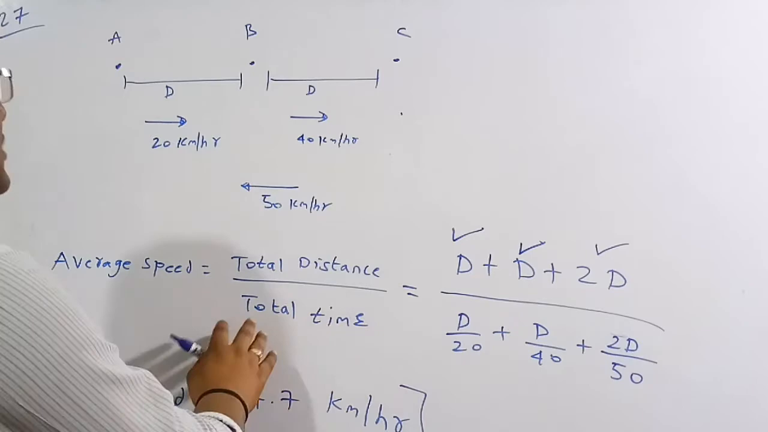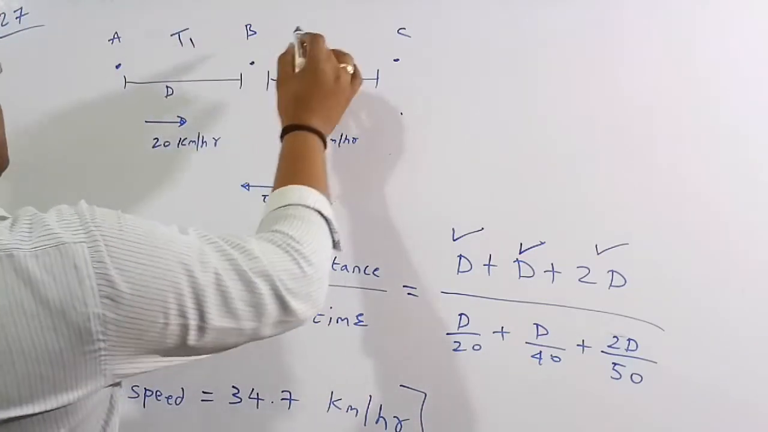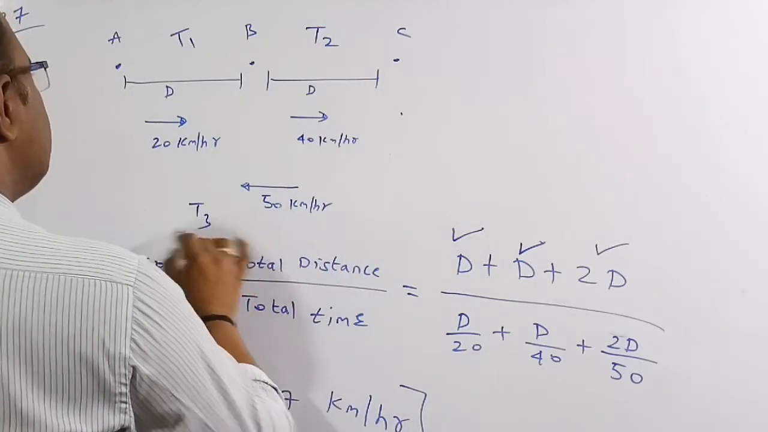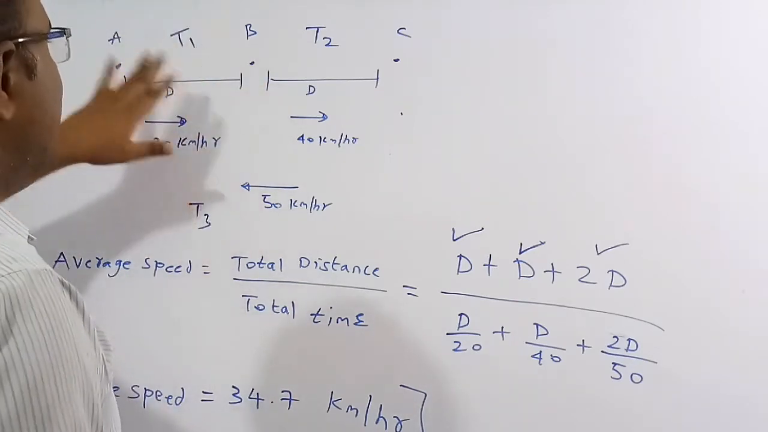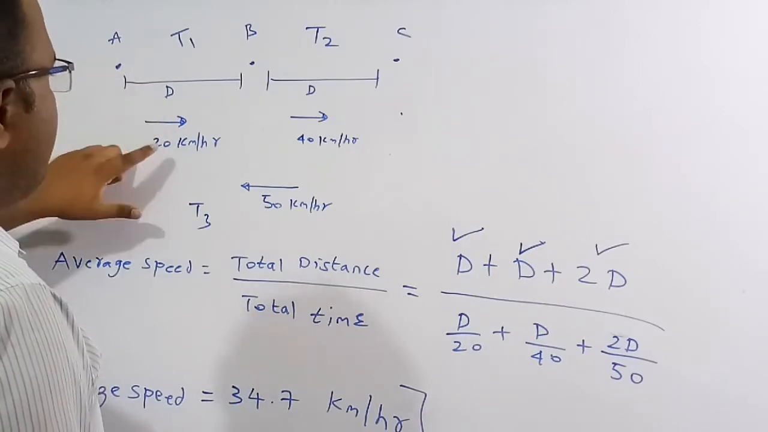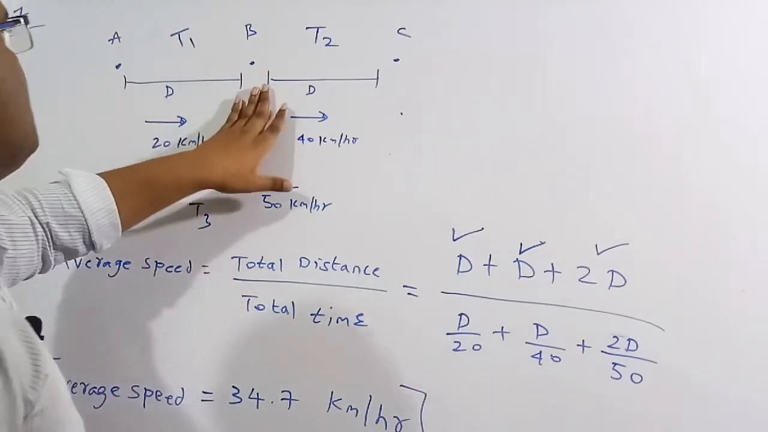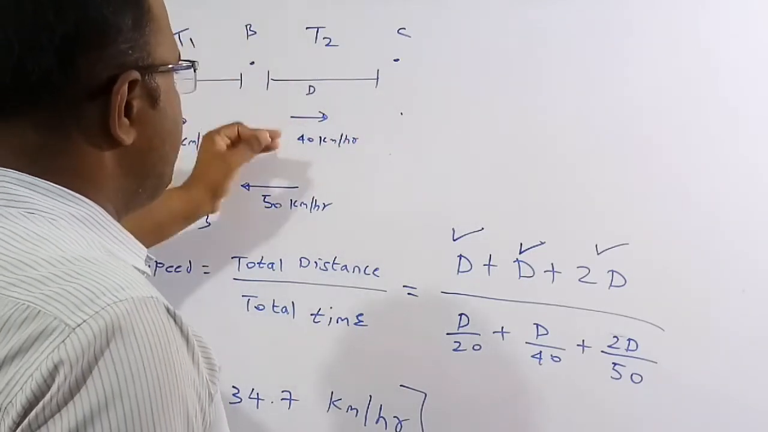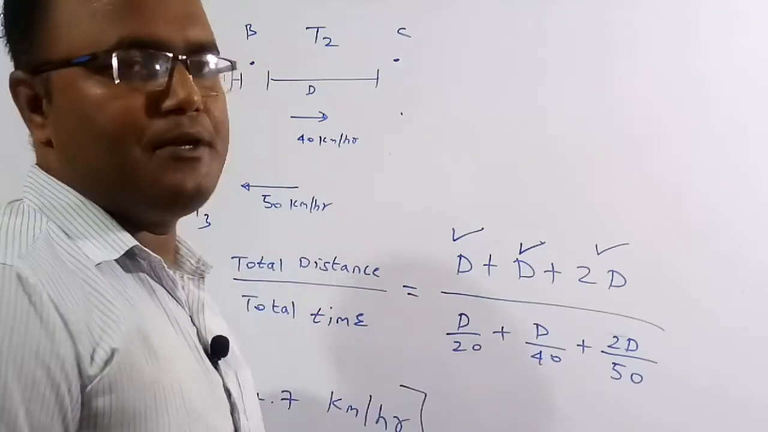So I want to know the total time: the time for traveling from A to B, the time from B to C, and finally the time from C to A. Distance is equal to speed into time, so time is equal to distance by speed. From A to B, the time is distance D by speed 20 km per hour. From city B to city C, time is distance by speed, the distance is D and the speed is 40 km per hour, so D by 40.